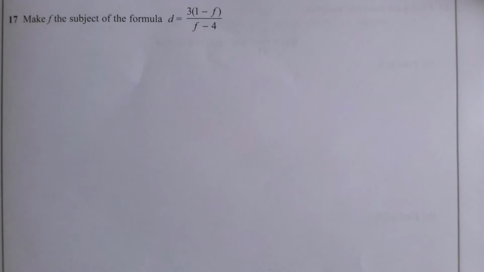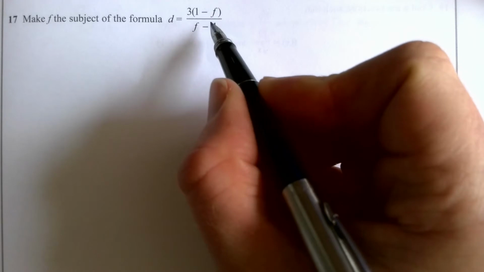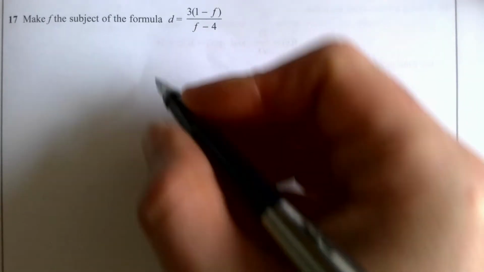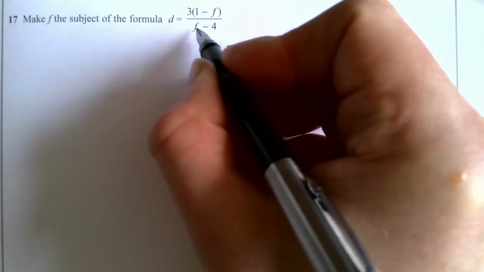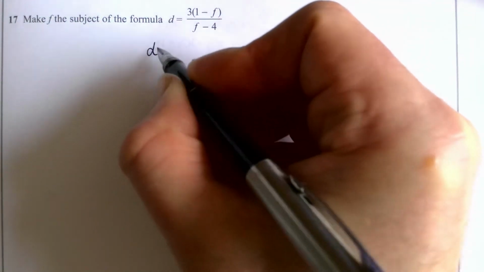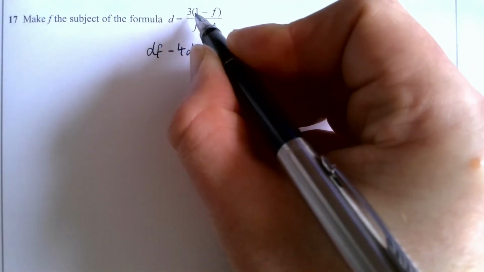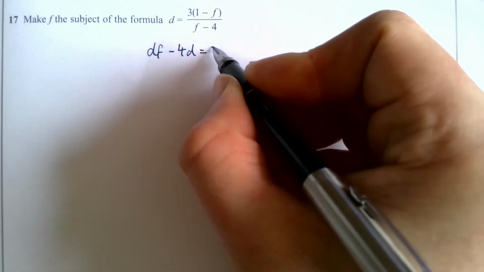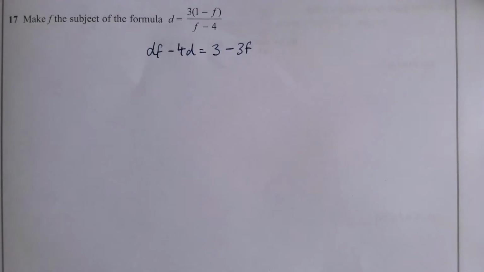Right, rearranging to make f the subject of the formula. 4 marks for this. It's going to need a bit of factorising as a bit of a clue. So first thing to do is get rid of the bottom of the fraction by multiplying by f minus 4. You could do that by writing it as a bracket, or you could just say I'm going to write times d by f and by negative 4, which will give us df minus 4d equaling, and I'm going to expand this bracket as well at the same time. 3 times 1 is 3, 3 times f is 3f, so it's take 3f.